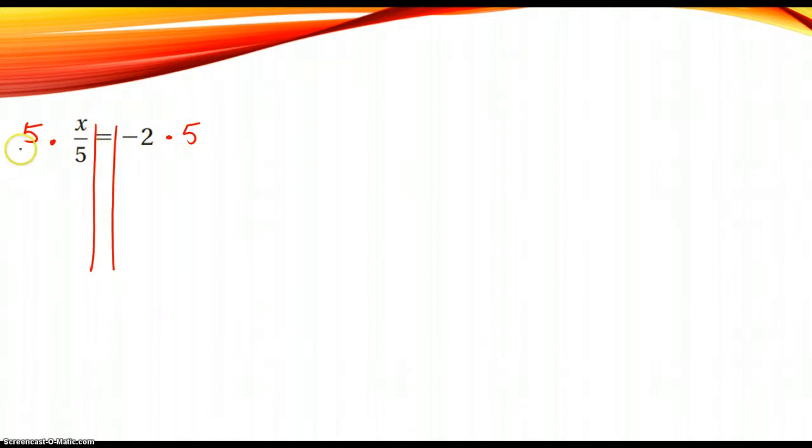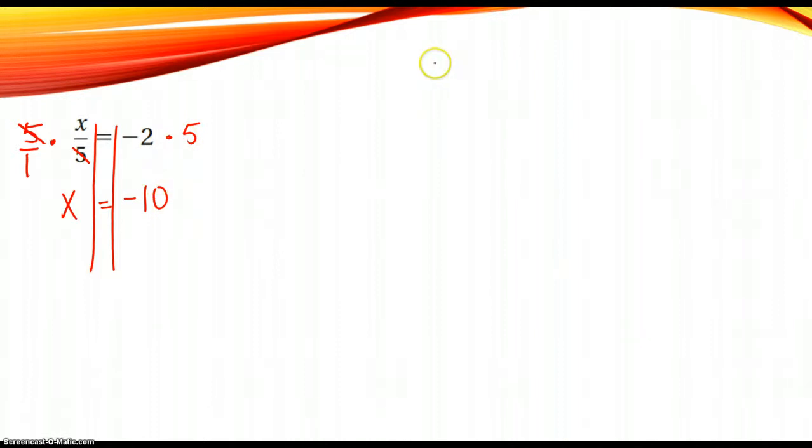Now if we look at the left side, multiplying by 5 is just like multiplying by 5 over 1, those 5s cancel out. x over 1 is just x, so we're left with x. Bring down our equal sign, and -2 times a positive 5 will be a -10. Now it's negative because we're going back to our integer rules. A negative times a positive will always be a negative.